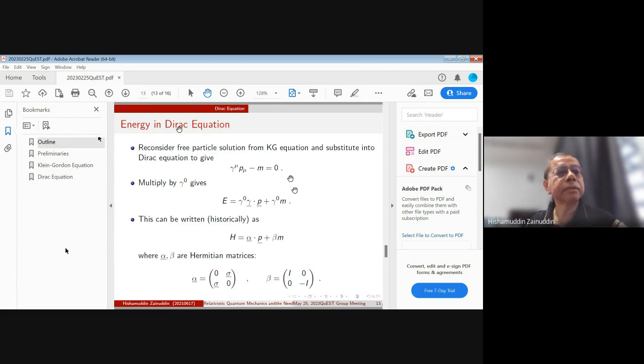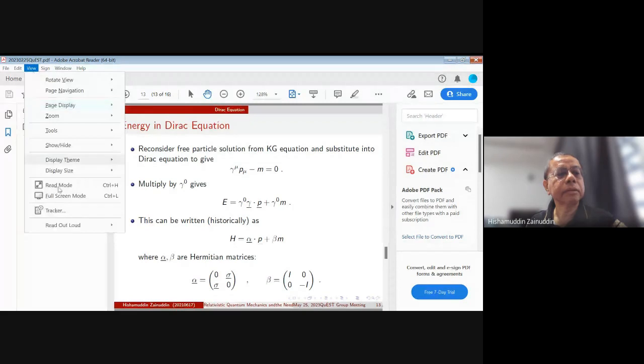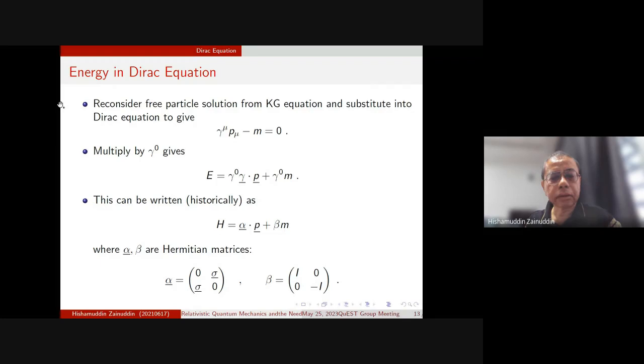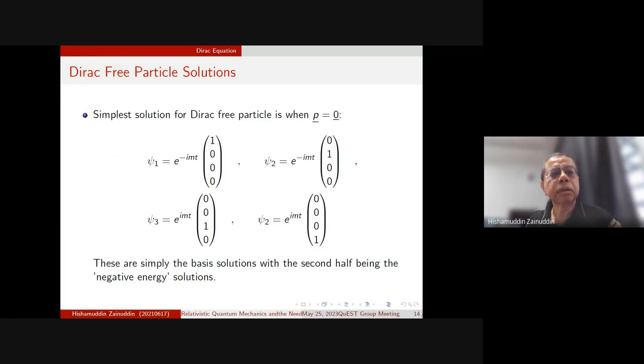Right. Let me go back. Let's try to find a solution for this in an even simpler case where the particle is at rest. By the way, I'm following Sakurai and the other author, Napolitano, so there's nothing new here.